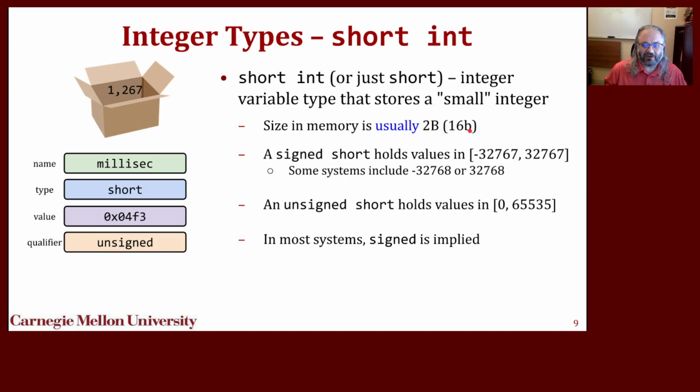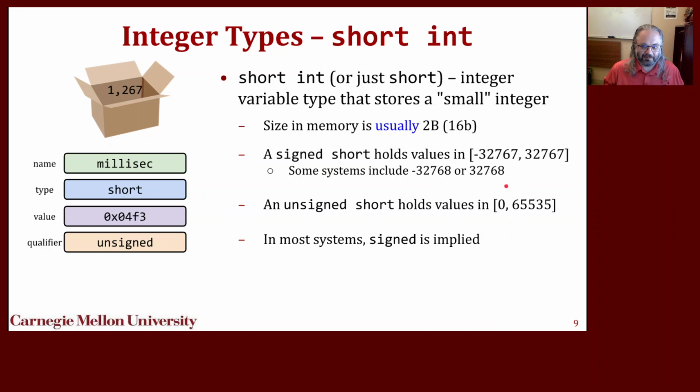With 2 bytes or 16 bits, you can represent 65,536 unique values, 2 to the 16th, which means if you have a signed short integer, or a signed short, that can take values between minus 32,767 up to 32,767. In some systems, it will include either the positive or negative boundary value.